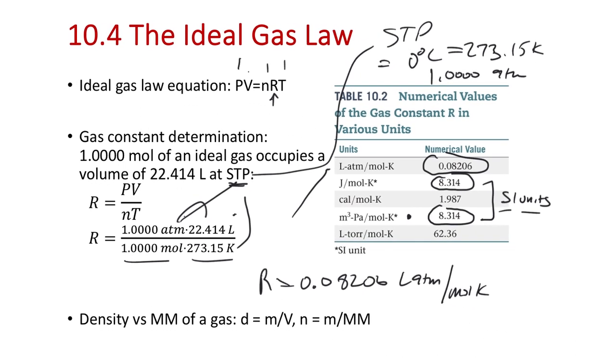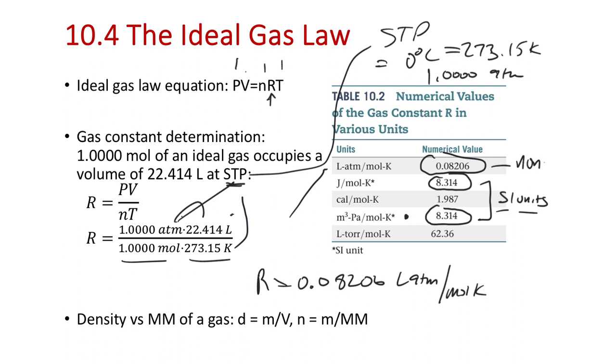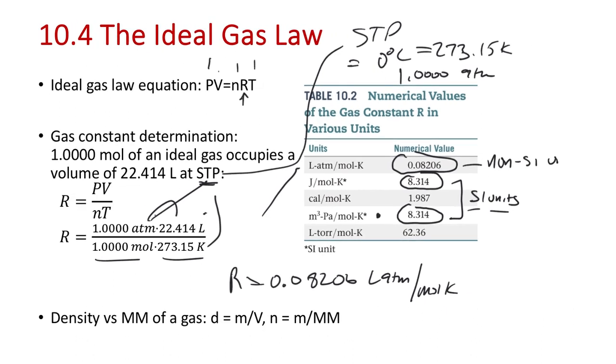The liter atmosphere per mole Kelvin is a non-SI unit of R. And that's mainly because, like I said earlier, we rarely actually use Pascal to measure pressures of gases. We're really more commonly using atm or torr. So we'll use the liter atmosphere per mole Kelvin value more often. I believe it's on exams, so on the final info packet we'll certainly give you the ideal gas constant, but we're going to memorize that by doing problems.